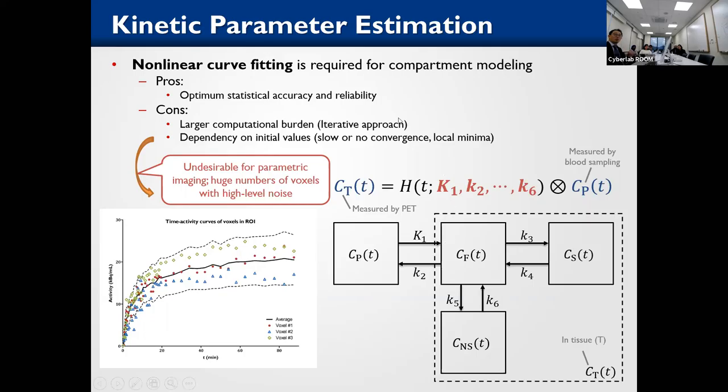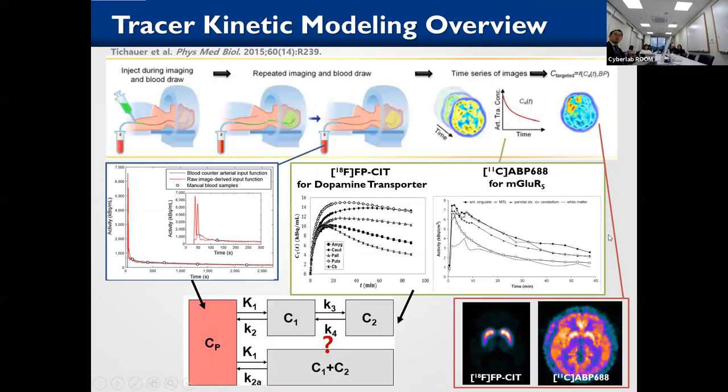But fortunately, we have mathematical methods to do this kind of repetition, not conceptually in one step but through very many repetitions. Actually this is not very important conceptually. Anyway, we can find the optimal K parameters by comparing the measured one and the generated one. So this is an overview of tracer kinetic modeling.